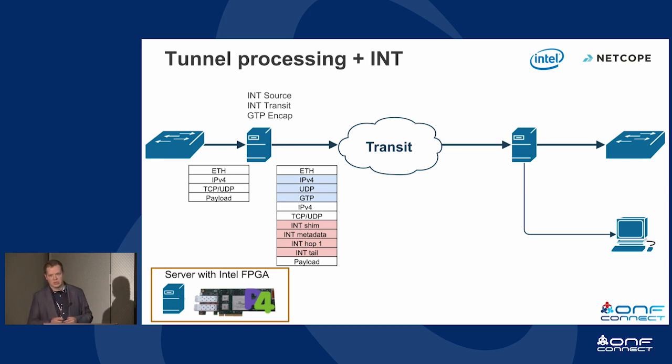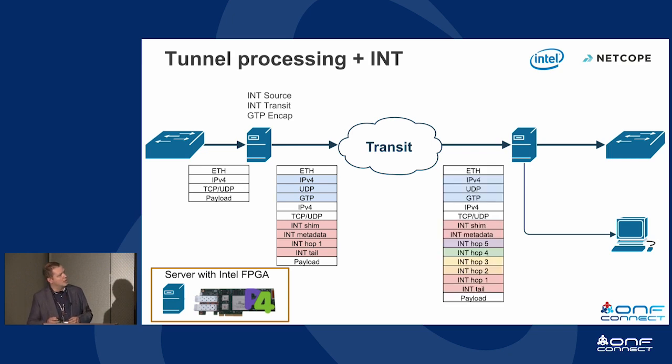Then the packet travels through the network, and if that network is P4 enabled or INT enabled, it will add additional information.